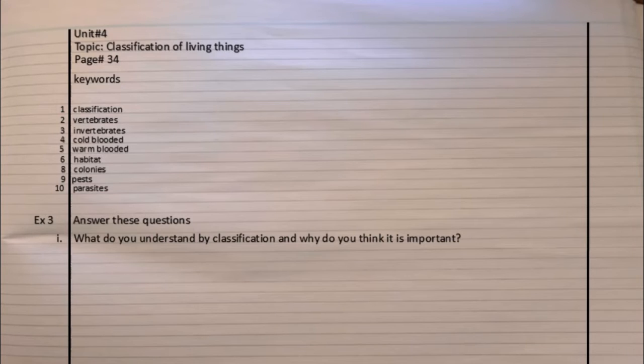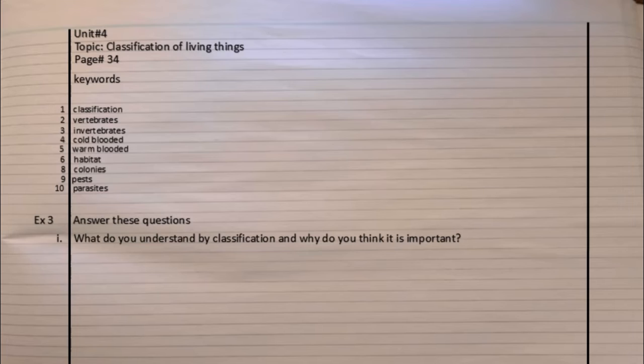Okay, now students, we are going to do the written work in your notebooks. How are you going to prepare the page? Check this page. You are going to give the heading like this: unit number 4, topic, classification of living things, page number 34, and keywords. Keywords are the main key points of the chapter which we have done in this chapter. So keep in mind that the first alphabet of every keyword will be in small letters.